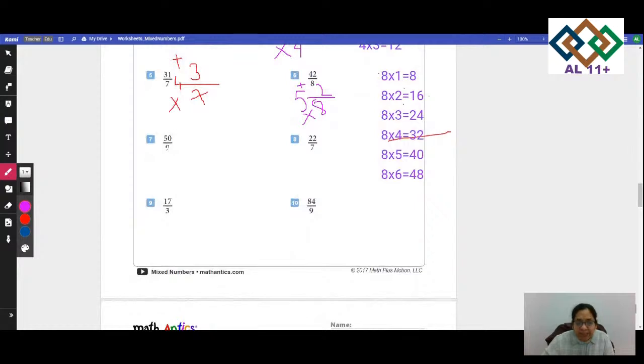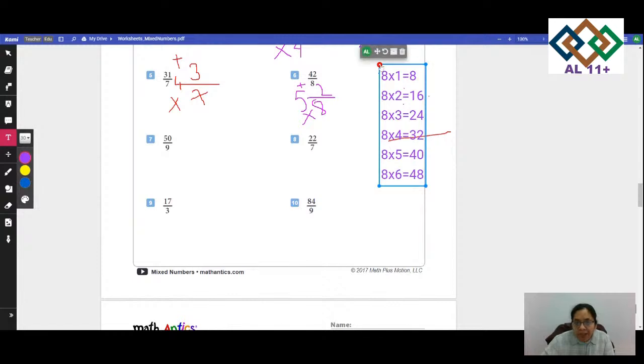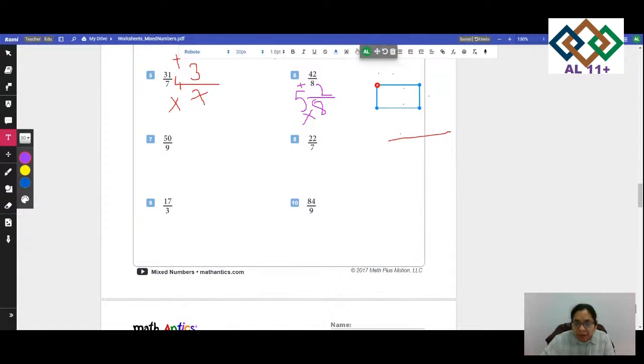The next one is now 50 divided by 9. So in this, you have to know your 9 times table to know what's the closest to 50. So let's try writing 9's table. 9 ones are 9. 9 twos are 18. 9 threes are 27.